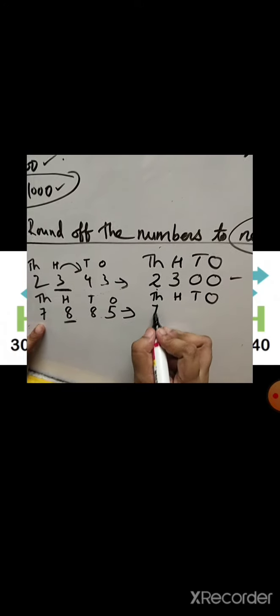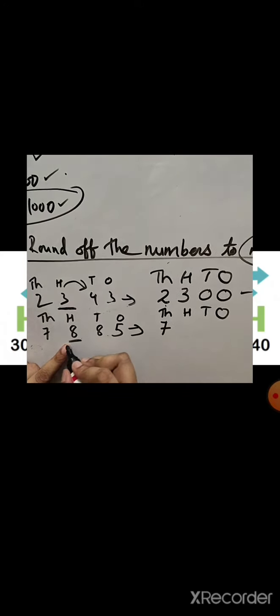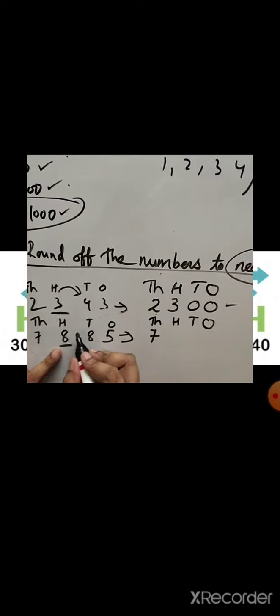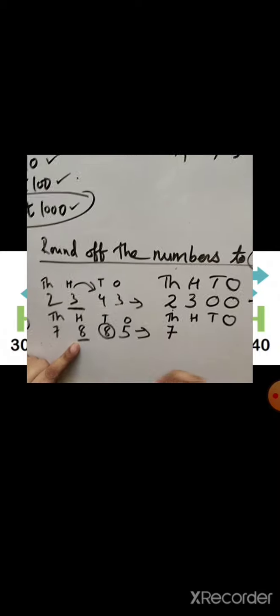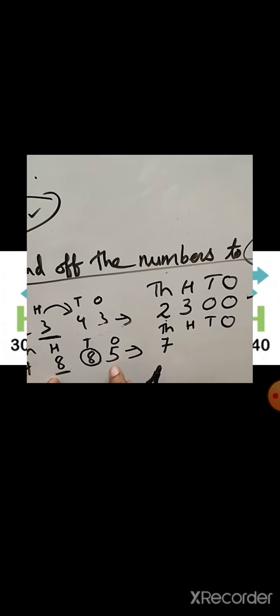7 will remain 7 only, and 8. Whether 8 will change or not, it depends upon tens position. In tens position what we have? Now we are not bothered with what is there on ones position.